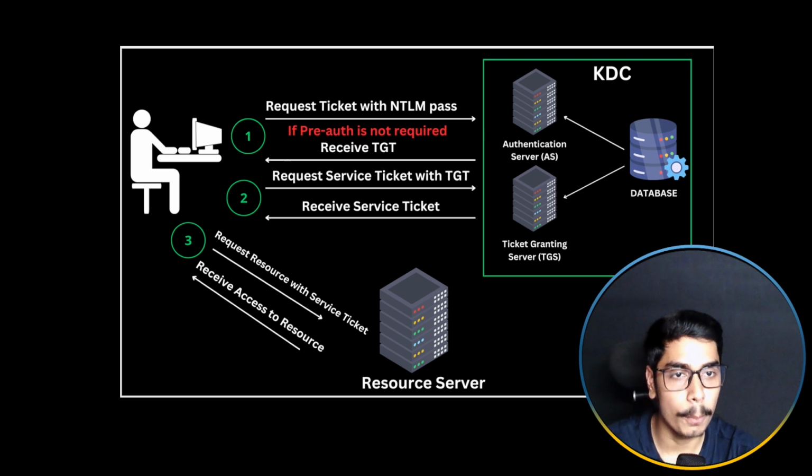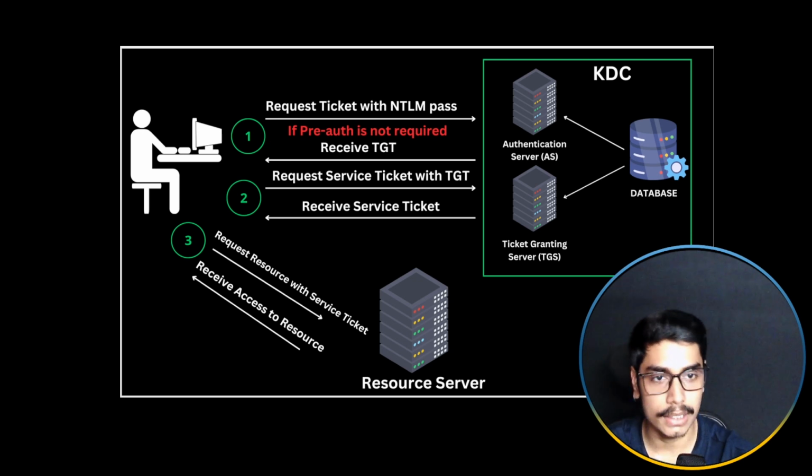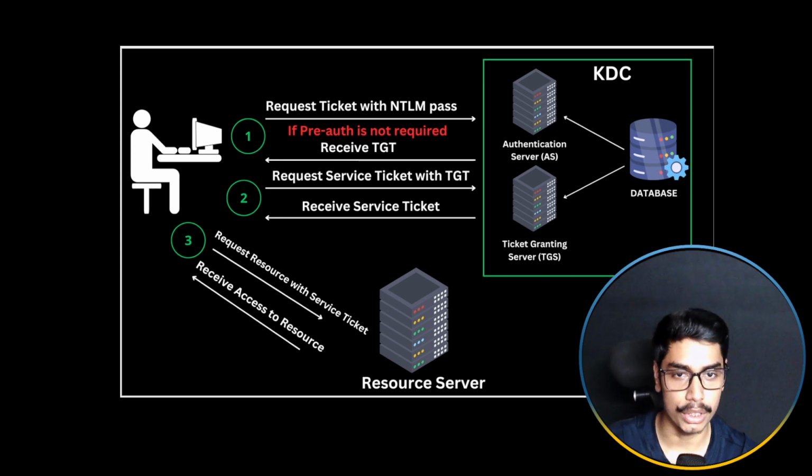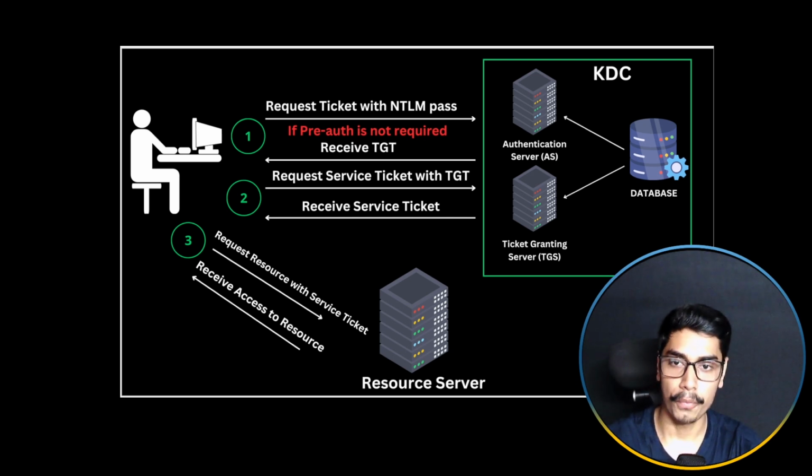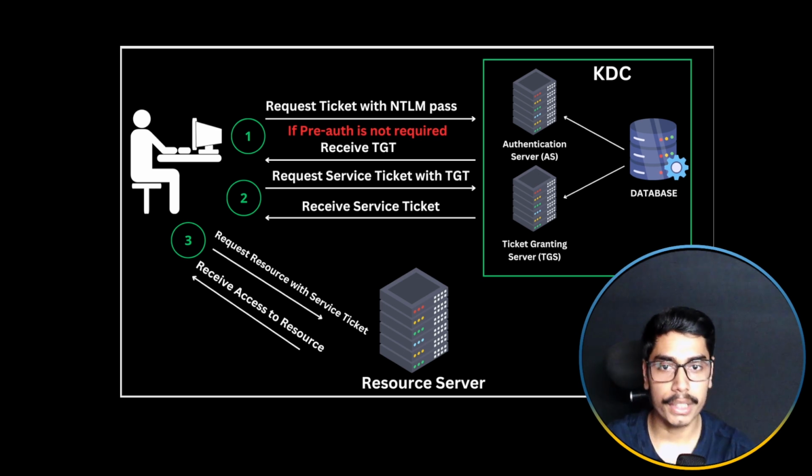Here you can see the main component, the KDC, the key distribution center. It's an important component in an Active Directory environment, and this KDC consists of three main components: first, the authentication server, second, the ticket granting server, and third, the database. Nowadays in Active Directory environments, the main authentication protocol used is the Kerberos authentication protocol. Let's understand a brief overview of this protocol. First, the client requests a ticket from the KDC with his own username, and the KDC checks his username in its database and responds back with a TGT. TGT stands for ticket granting ticket.